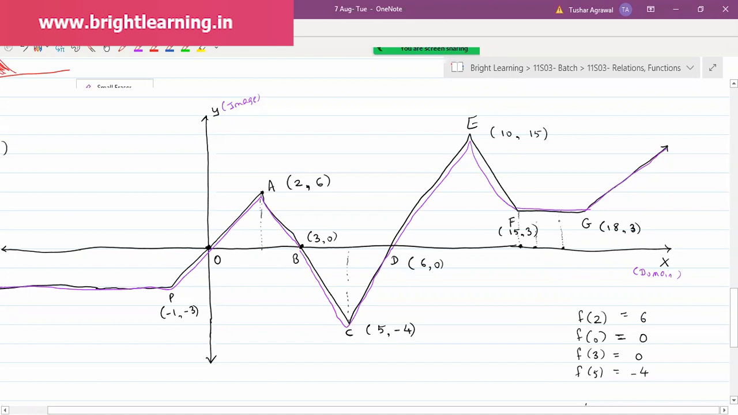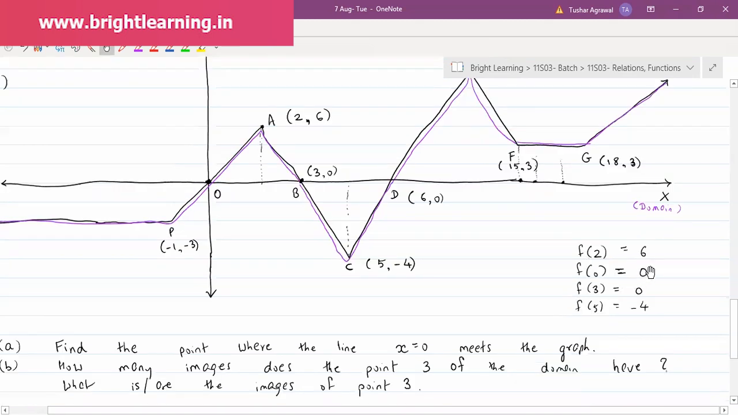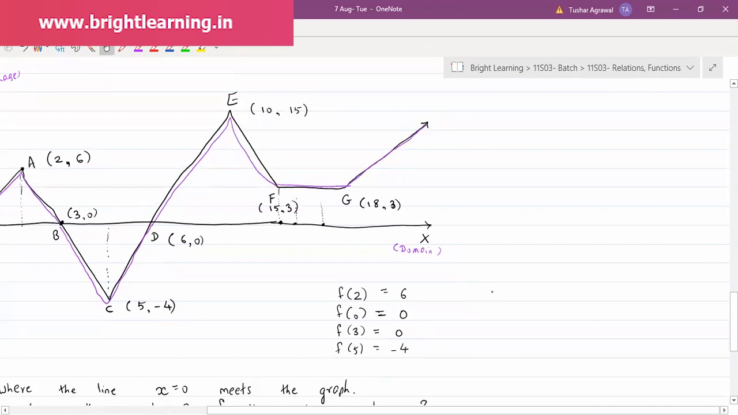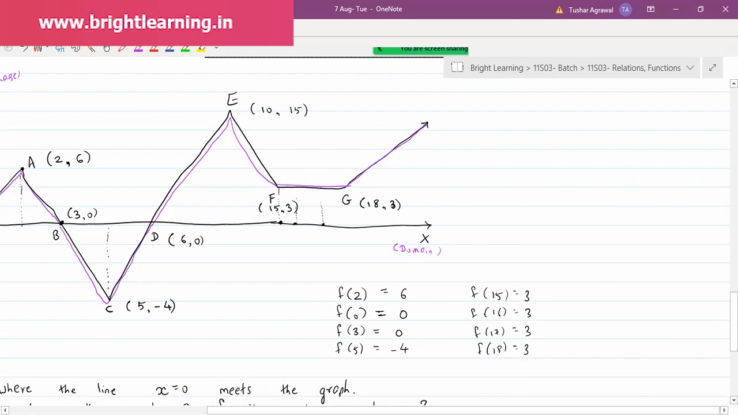In terms of arrow diagrams, that will go afterwards. You can write here: the image of 15 is also 3. The image of 16 is also 3. The image of 17 is also 3. The image of 18 is also 3. No problem, it will still be a function. Even 15.1, the image is 3, 15.2, the image is 3, and so on.